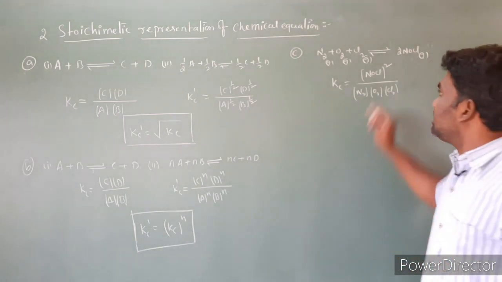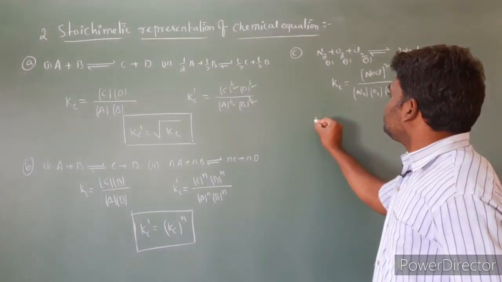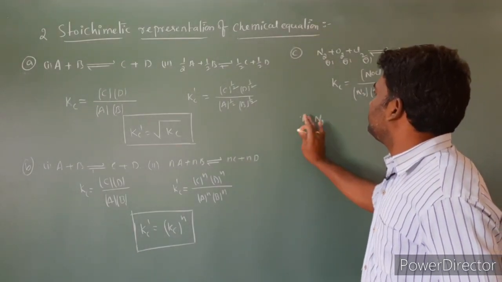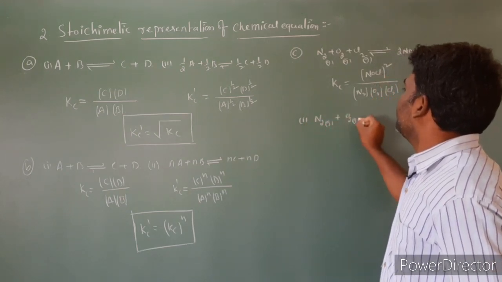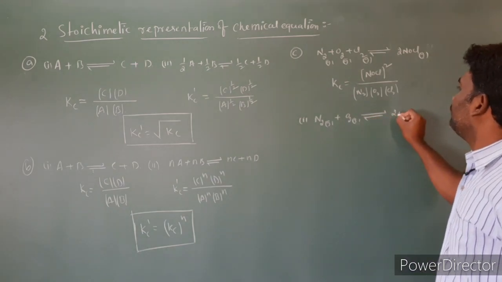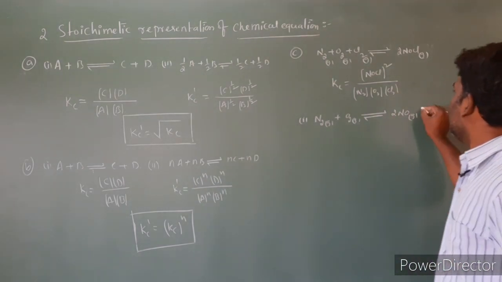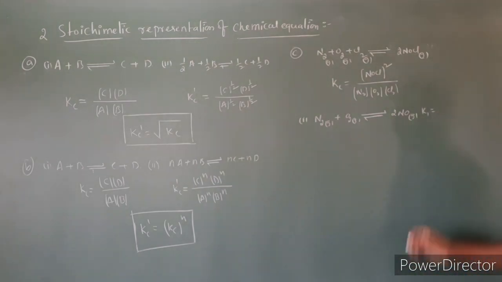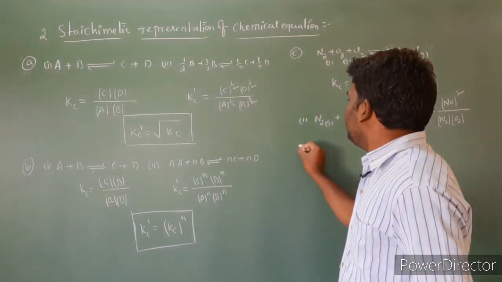Next, this equation I am splitting into 2. First, N2 plus O2 gives rise to 2NO, which is also a gas. For this case, I am writing K1. So K1 is equal to the concentrations of products: NO concentration power 2 divided by N2 concentration and O2 concentration. This is K1. Next, the second one is K2.